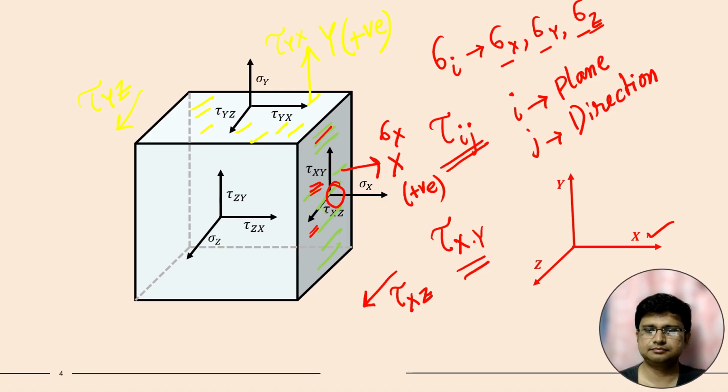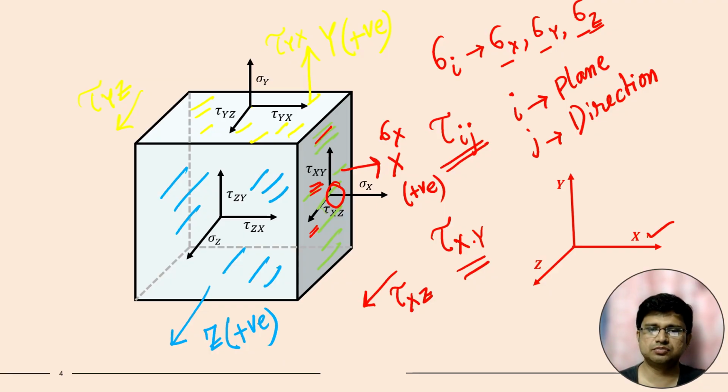Similarly, for this particular face, the front face, if we draw the normal over this plane, the normal will be along the positive z direction. So the normal stress is sigma z. Now if the shear stress is acting along x direction, it will be tau zx. And if it is acting along y direction, it will be tau zy. So this is very simple, same as the previous case.